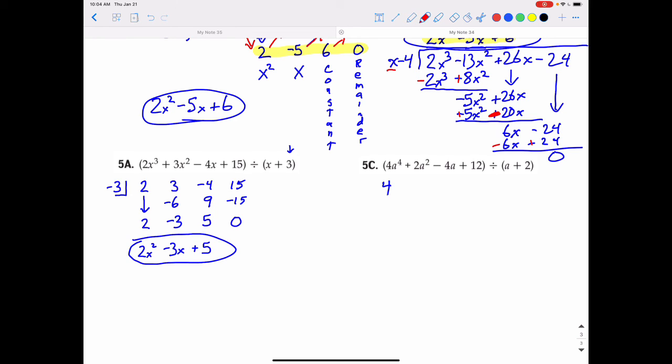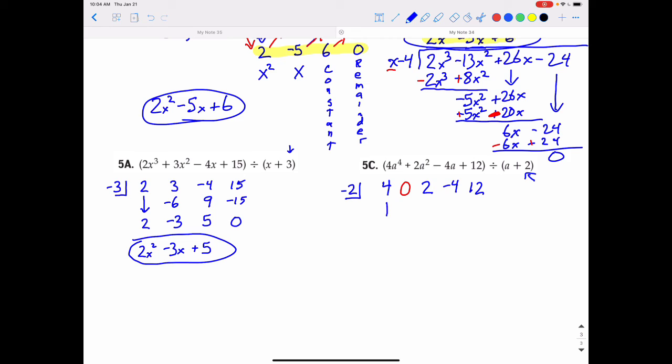So I'm going to place a 0 in here to represent 0a to the 3rd because there is no a to the 3rd term in our dividend. And then I'll have 2a squared, negative 4 for the a, and then the constant is 12. And then what's in the box? It is going to be a negative 2 because we do have a sign switch on this 2 that's right there. And then we do our synthetic division.